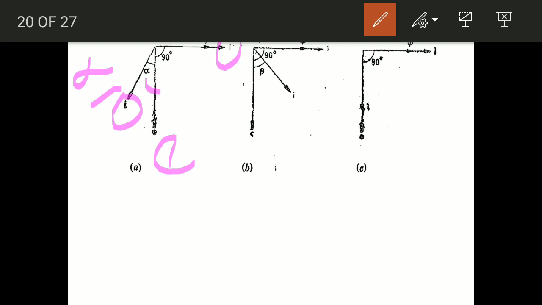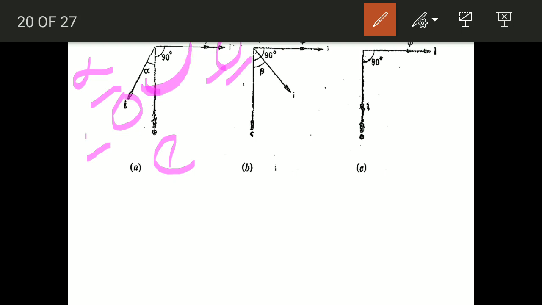Now the deflection torque acting on the moving coil is due to the interaction between the current flowing through the fixed coil and the current flowing through the moving coil. So in the expression of deflection torque, the angle we have to take is between current capital I and current small i. So this entire angle we need to take.